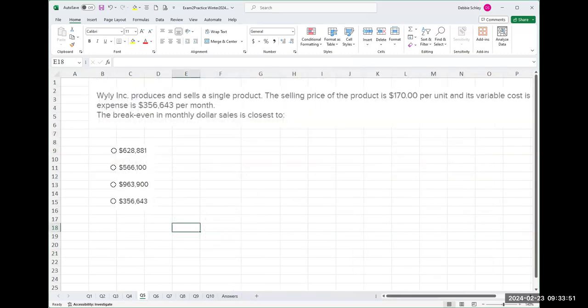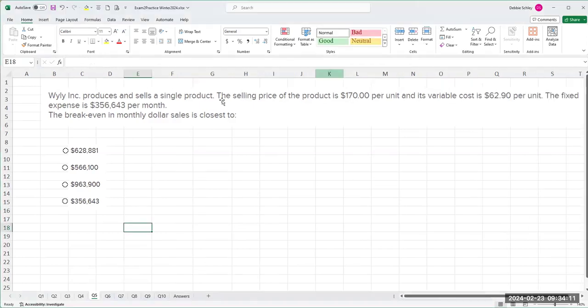Okay, question 5. Widely Incorporated produces and sells a single product. The selling price of the product is $170 per unit, and its variable cost is $62.90 per unit. The fixed expense is $356,643 per month. What is the break even in monthly dollar sales closest to?